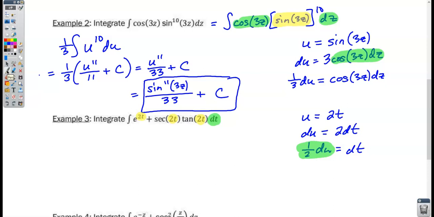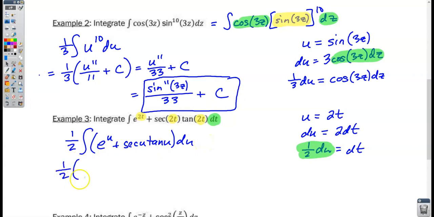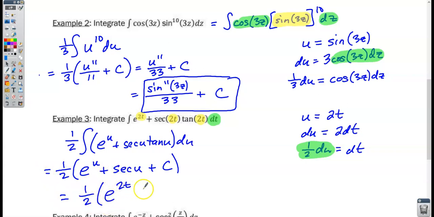So I'm going to replace the dt with a 1/2 du and rewrite this as 1/2 times the integral of e to the u plus secant of u tangent of u du. And then I can take the antiderivative of this term by term. The integral of e to the u is e to the u. The integral of secant of u tangent of u is just going to be secant of u. And don't forget your constant of integration. And then we will bring back our substitution. So we've got e to the 2t plus the secant of 2t plus c. That takes us to the end of example 3.